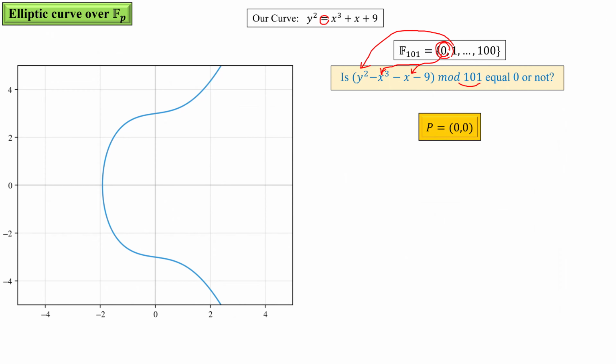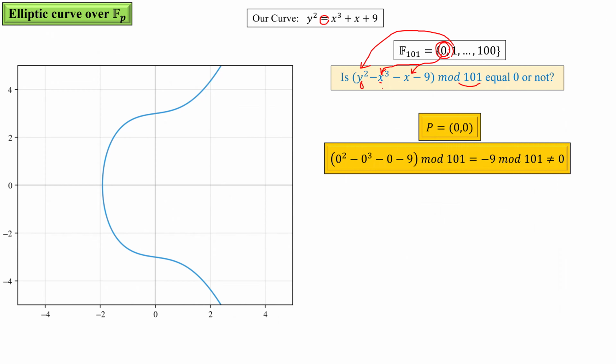Both values for x and y are replaced by 0. If you replace 0 in this formula, you will have 0 to the power of 2 equals 0 minus 0 to the power of 3 equals 0 minus 0, and it's finally equal to minus 9. Then you need to compute it in mod 101 because our discussion is in the field of F sub 101. If you compute this value, you see that the result is not equal to 0.